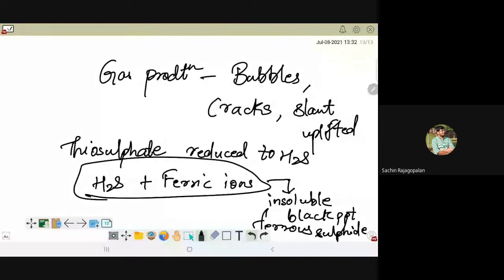And you will be able to see this blackening in the butt region, where oxygen tension is low. So the butt will start turning black in color. That's an indication that H2S is being produced. Okay. Now time is very crucial in TSI.